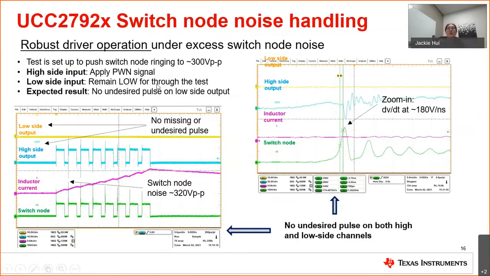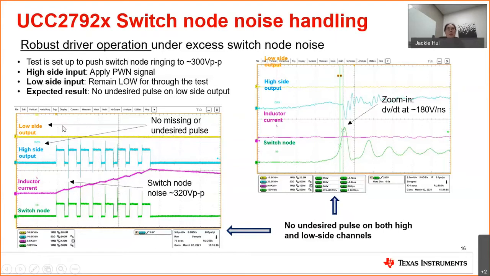And then the next one I want to show is the switching noise handling. We set up the driver in a way to push for very, very high switching noise. In this test setup, we push it to about 300 volts peak to peak. A note to you all, this driver is rated for 200 volts, so we push it beyond its absolute max rating. During this test, we keep the PWM switching at the high side, but keep the low side input low.